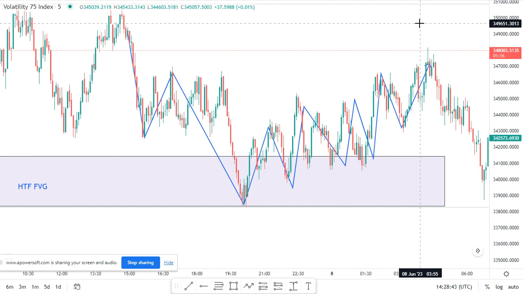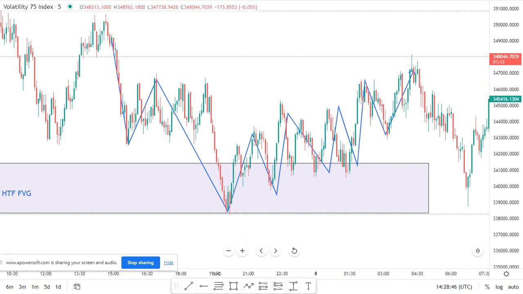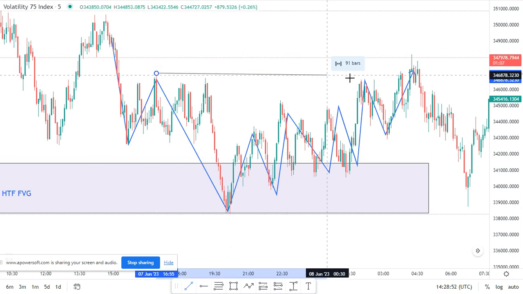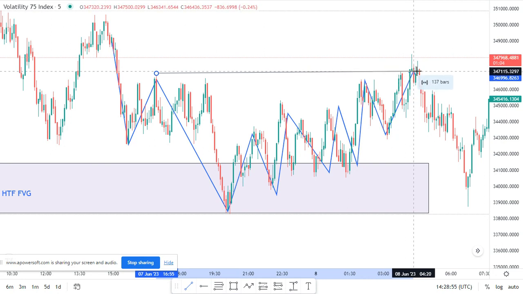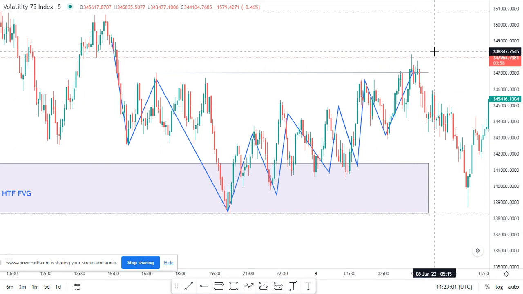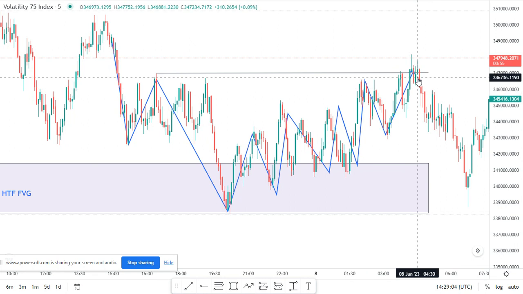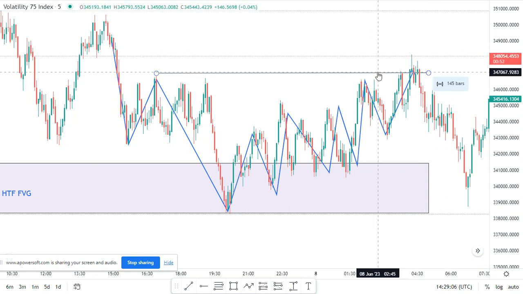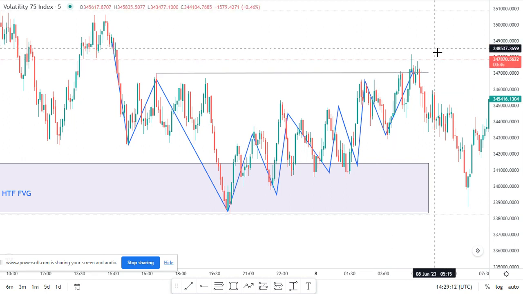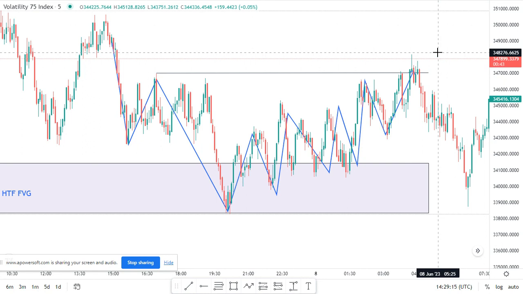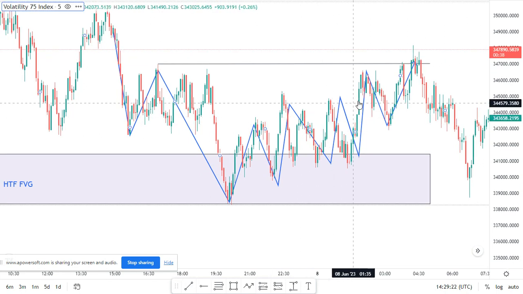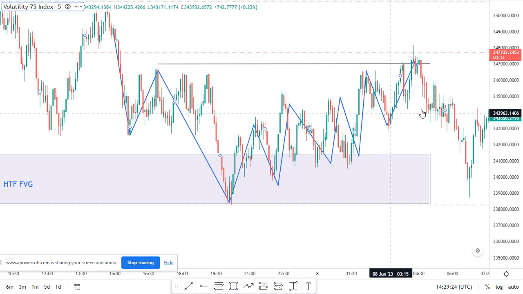Here's the question. This is our level that we'll be watching, this previous high. How are we going to break this level? Now you have to ask yourself, did we break this high with momentum, like a market structure shift with displacement? In this case, no. There's no displacement here. Just up and down candles. There's nothing here.